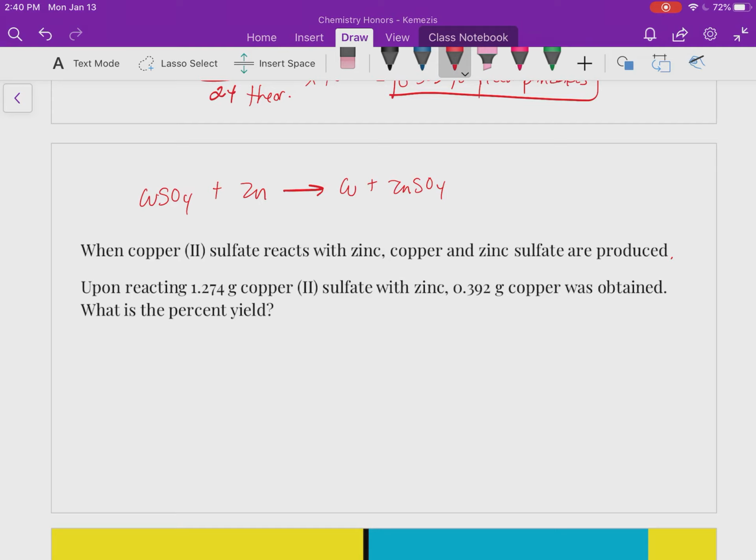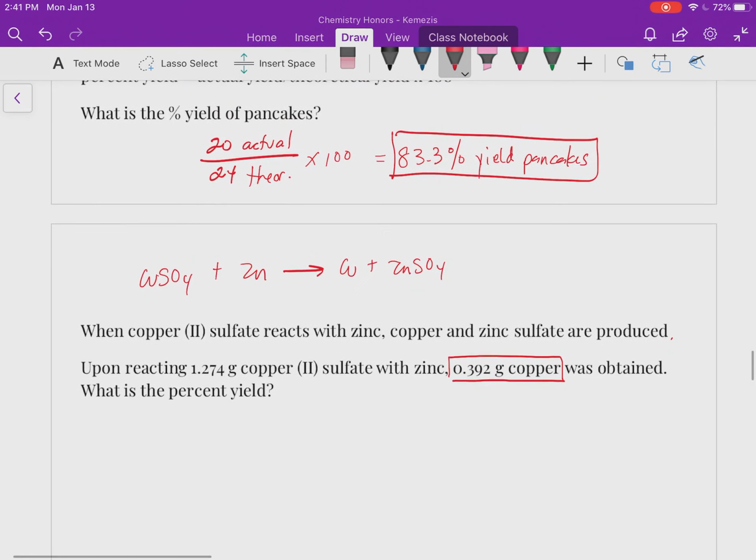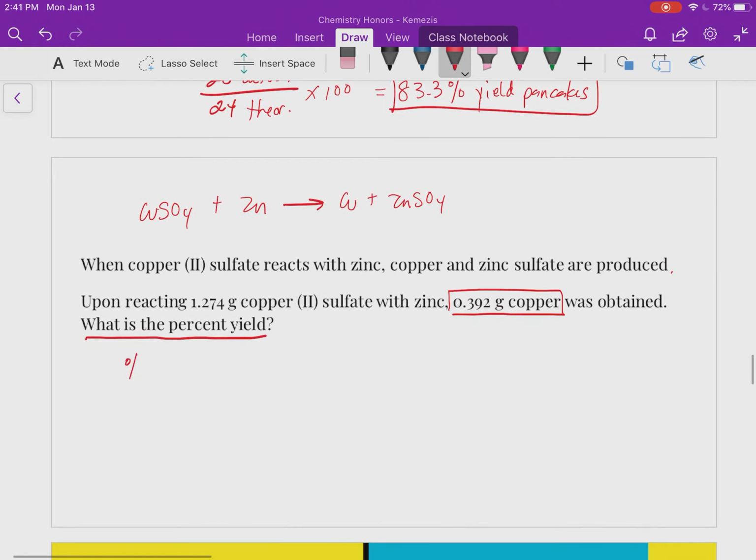So it says, upon reacting 1.274 grams of copper sulfate with zinc, this is the amount of copper that was obtained, and we want to know the percent yield. So just like we did in class today, we want to set ourselves up and figure out, in order to answer the question, what do I need? So if I want to find percent yield, first of all, we need to figure out what we're yielding, right? Since they gave us a mass of copper, that's product. So that's the yield that I'm interested in. So we are interested in the percent yield of copper.